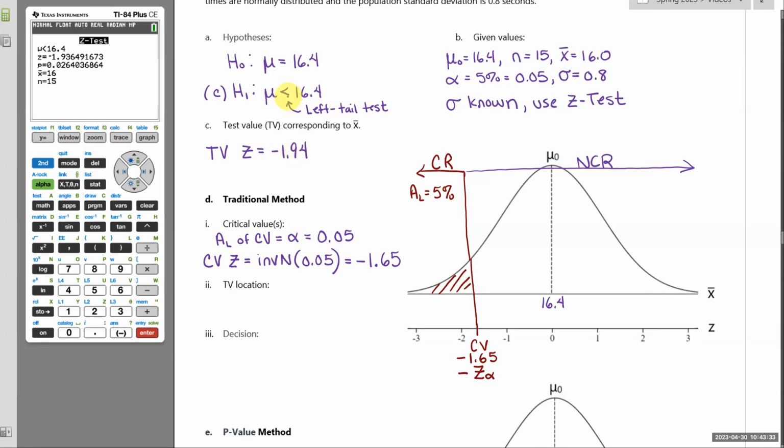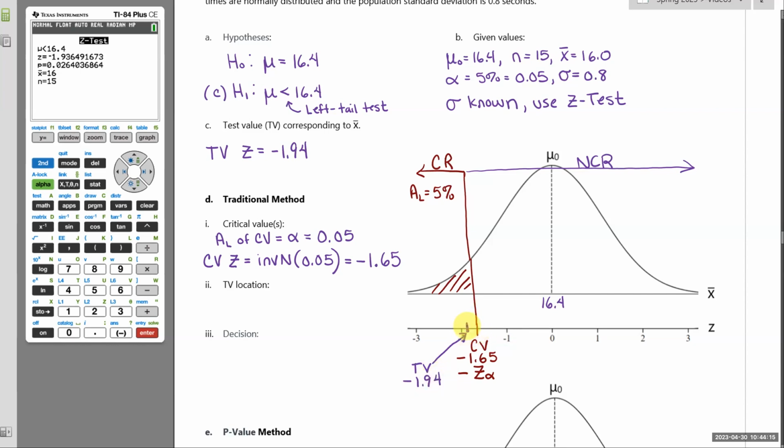Okay, and now we're ready to continue with the traditional method. The traditional method says graph your test value and see where it's located. Even if you don't have the graph drawn for you, make a sketch on your own and label the information so you can figure out where your test value falls. In this case, this is negative 1.65. It's a little bit of a crowded picture, but right there is our test value, negative 1.94.